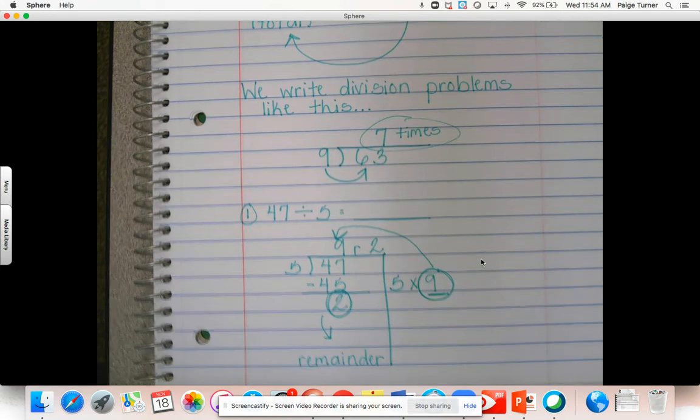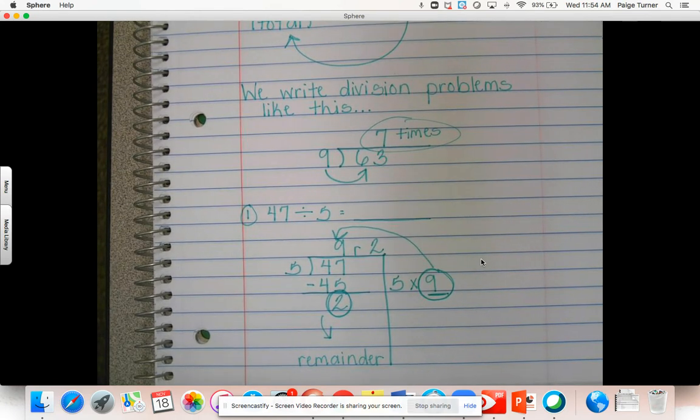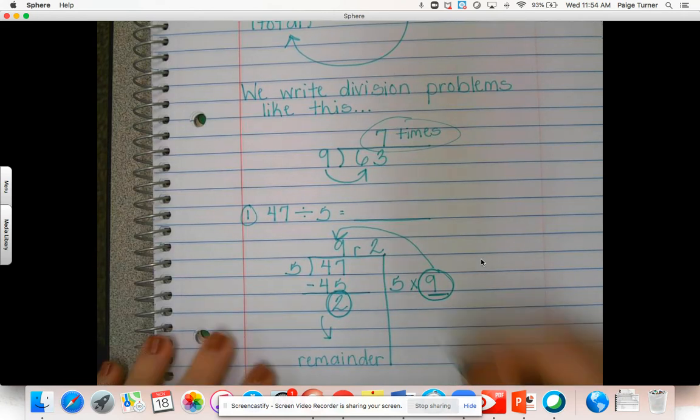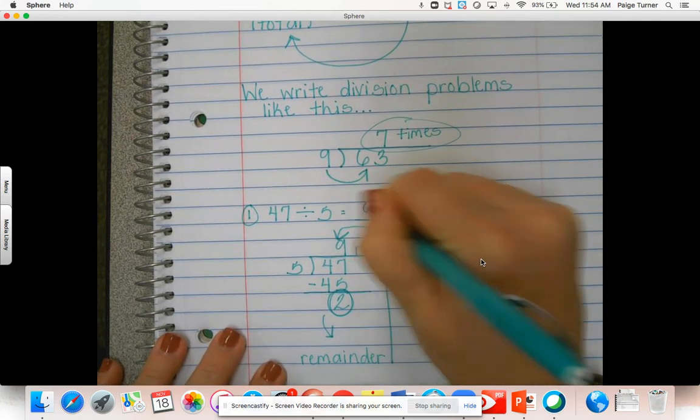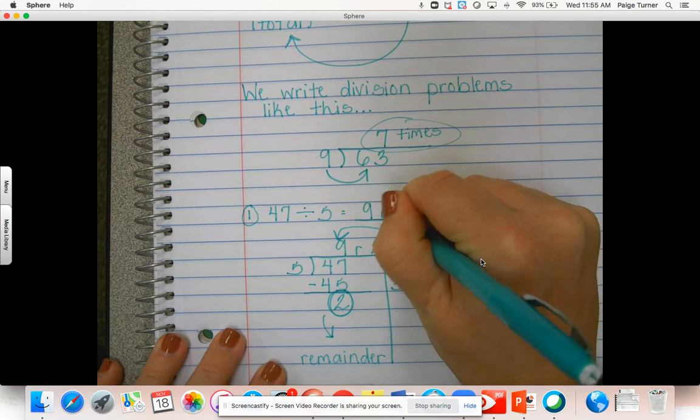So if we were going back to doing our visual division, we would have 47 shapes. And if we were making groups of 5, we would be able to make 9 groups of 5, but we would have 2 shapes left over. So for 47 divided by 5, we get 9 remainder 2.